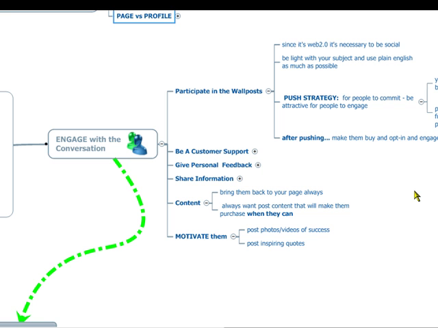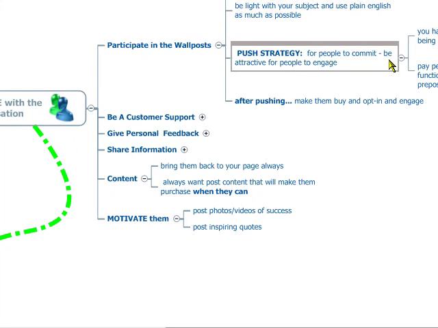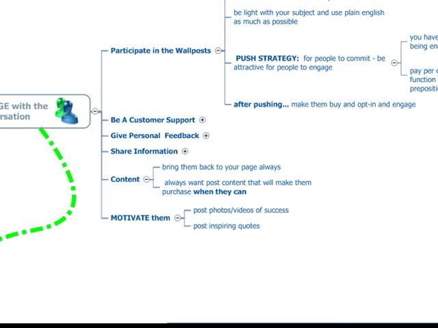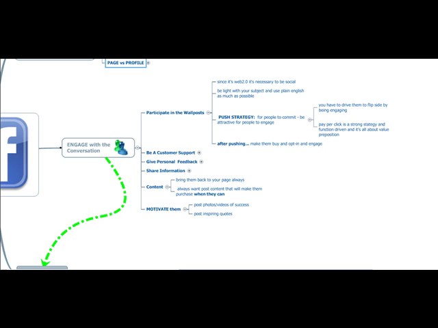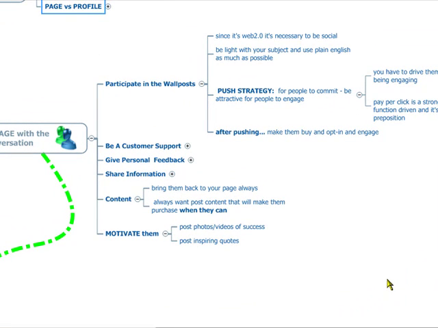It's a function-driven strategy, and it's all about value proposition. If you're not proposing your product or services in a way that convinces people, they're not going to go on their own to your site, drive themselves to the flip side of your page, and purchase your product.